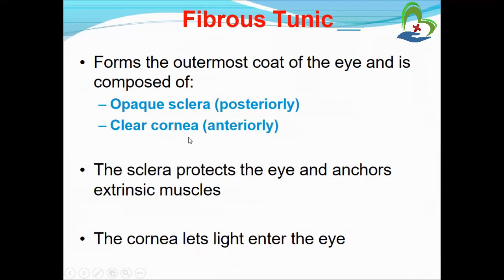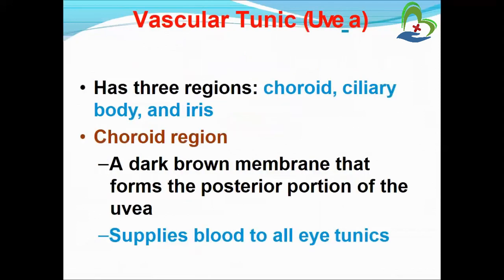And what is the function of the cornea? It lets the light enter into our eye. So the main function of the cornea is the entry of light into our eye. So this is the fibrous tunic. The second one is the vascular tunic, which is known as the uvea.